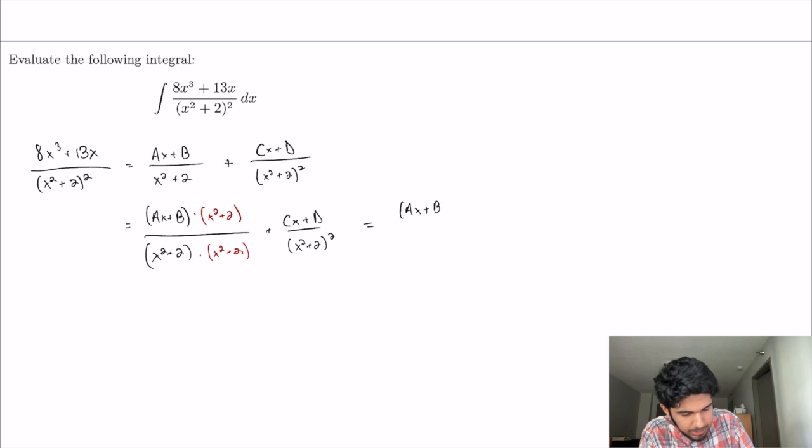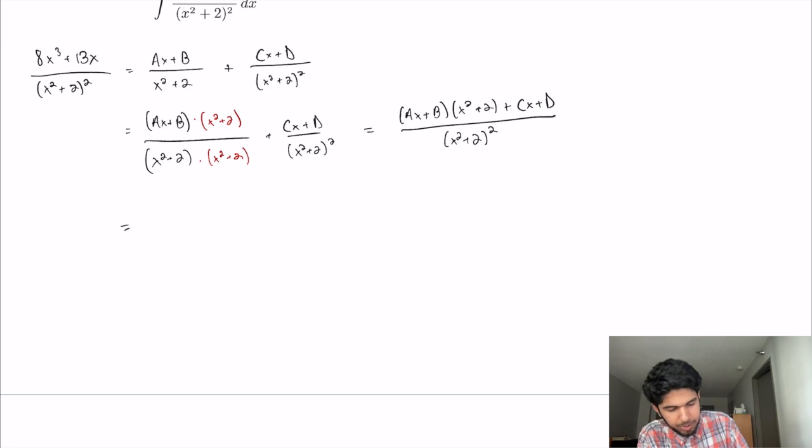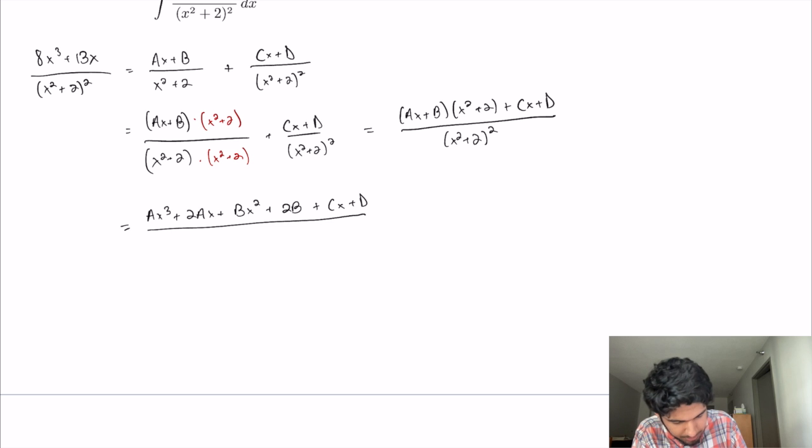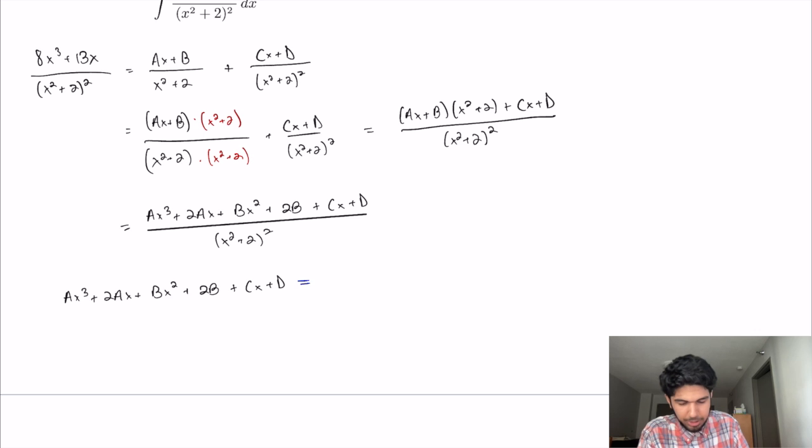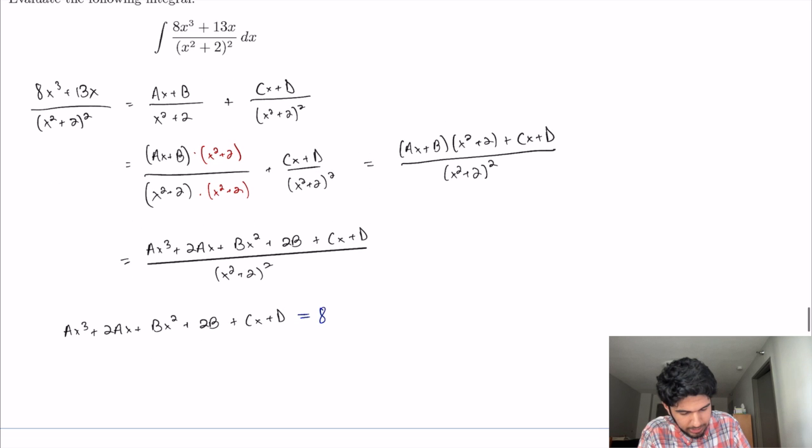So ax plus b times x squared plus 2 plus cx plus d all over x squared plus 2 quantity squared. Let's expand out our numerator. So ax plus b times x squared plus 2 becomes ax cubed plus 2ax plus bx squared plus 2b. Then we add on that cx and that d, and the denominator stays the same. But we don't care too much about the denominator, we really care about the numerator, because we want that numerator to be equivalent to the numerator of our integrand, which in this case is 8x cubed plus 13x.